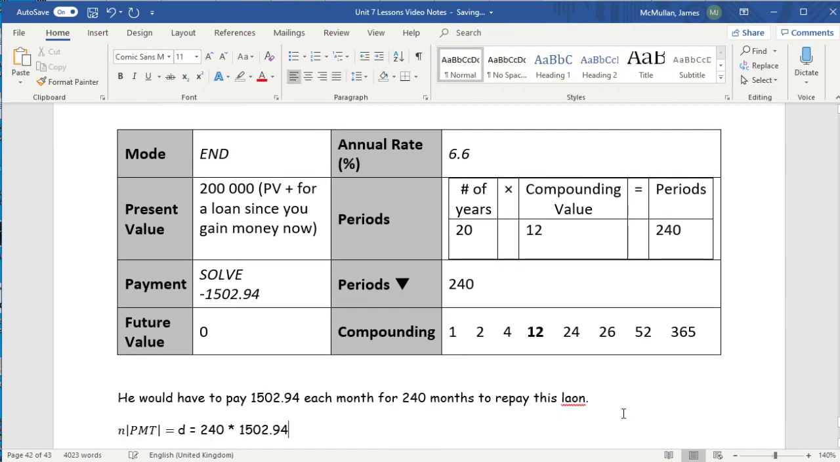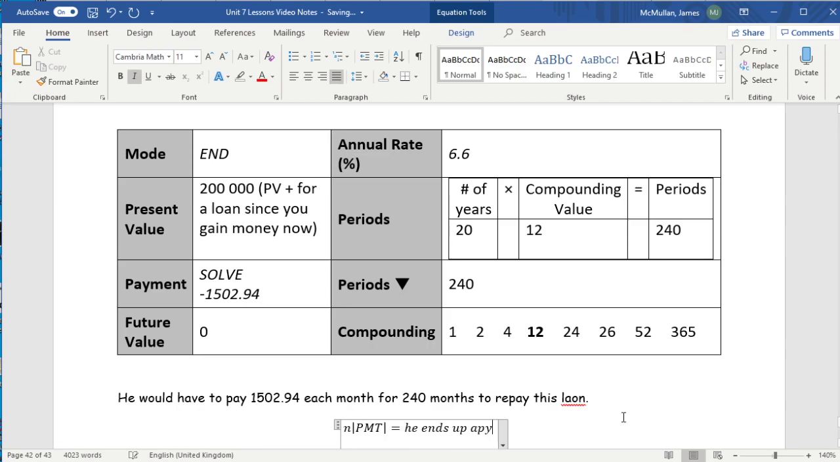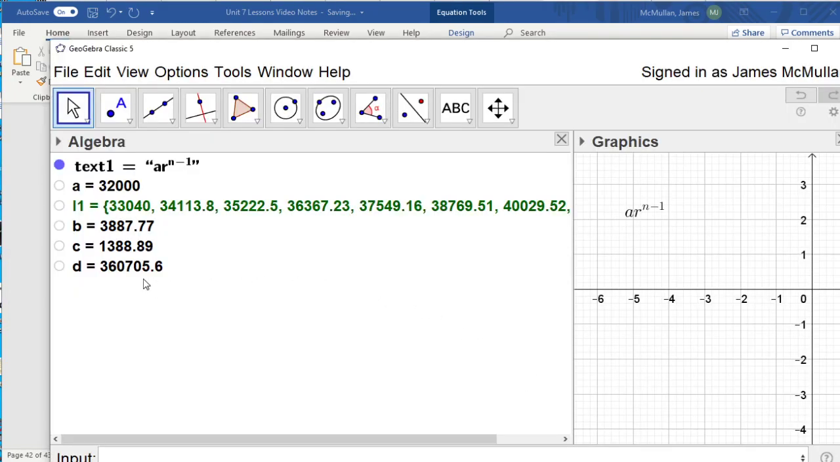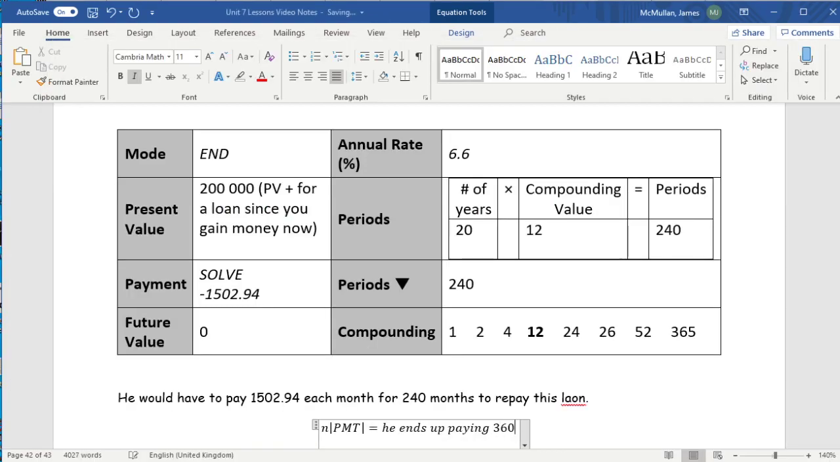He ends up paying $367,05.6 for his yacht. Right? A yacht that, of course, he gets the benefit of using for the 20 years. But monetarily, he's paid almost double the object's worth by the time he's paid it off, right?